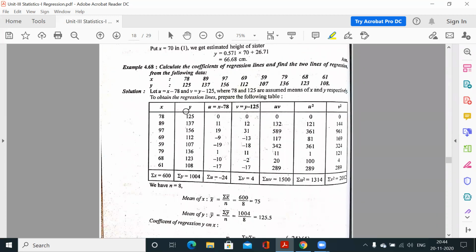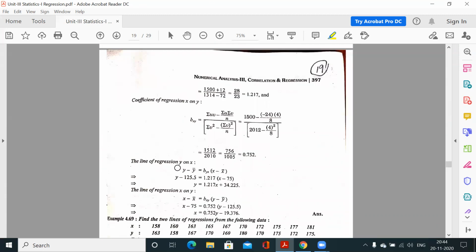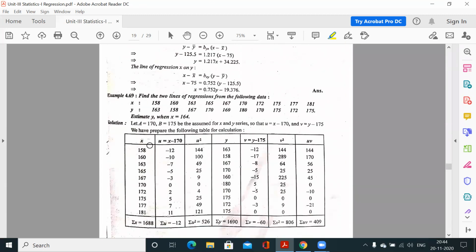Again, calculate the coefficients of regression lines. That means we have to find out byx and bxy. The x values are given, the y values are given. Either use the first method or the shortcut method. The same question is there, nothing new.